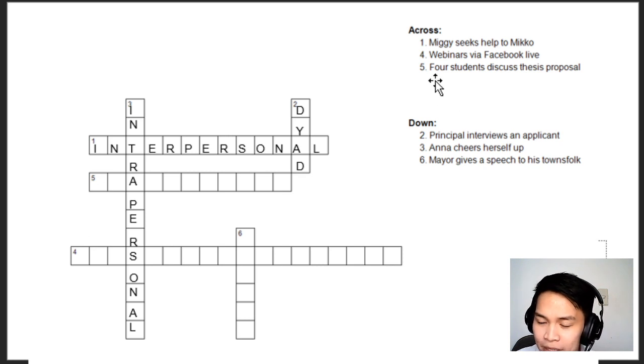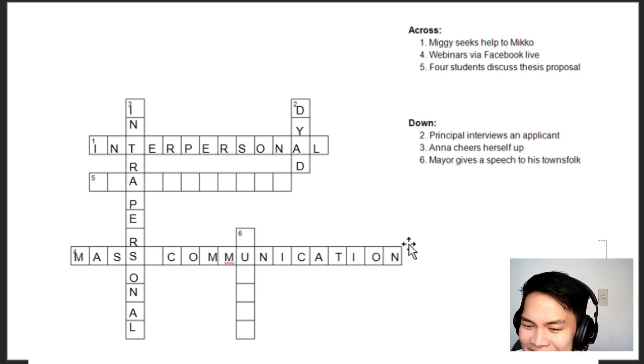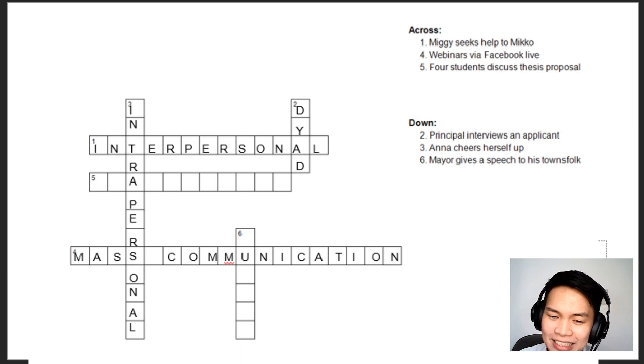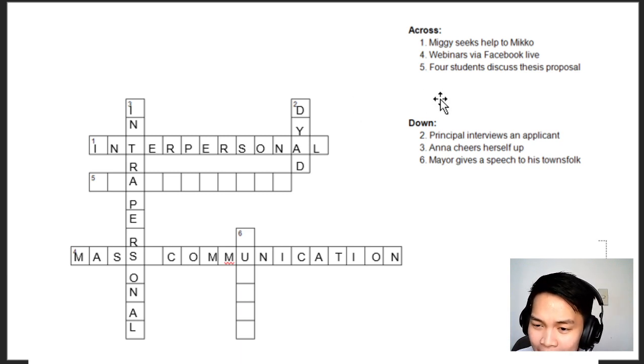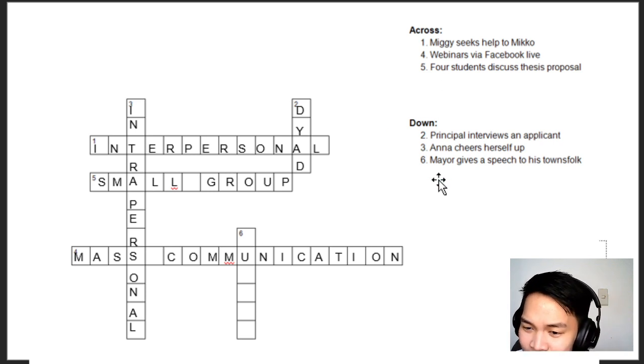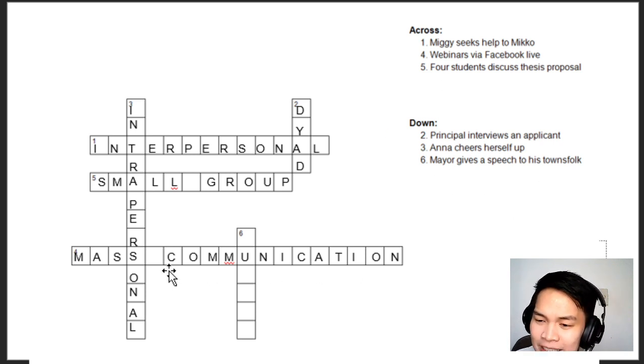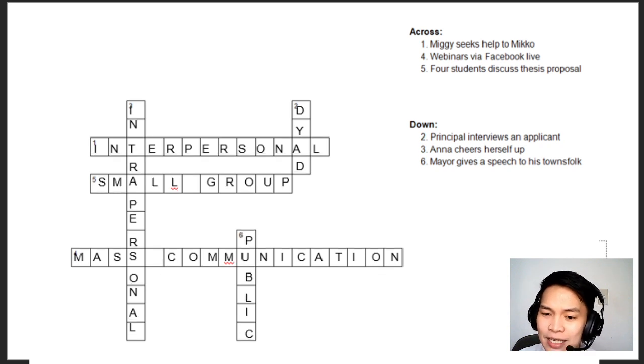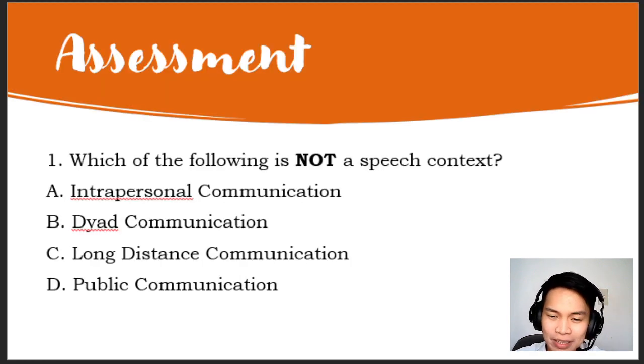Number 4, webinar via Facebook Live. This is mass communication. Next, number 5, 4 students rather discuss thesis proposal. That is small group. Yes. Number 6, mayor gives a speech to his townsfolk. That is public. Yay, I hope you got a perfect score there. Now let's proceed to the assessment.